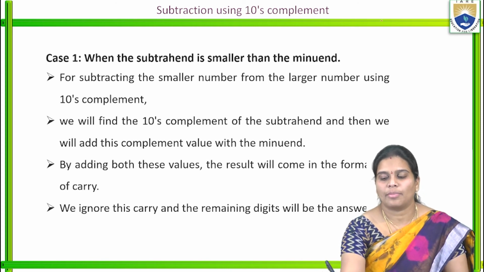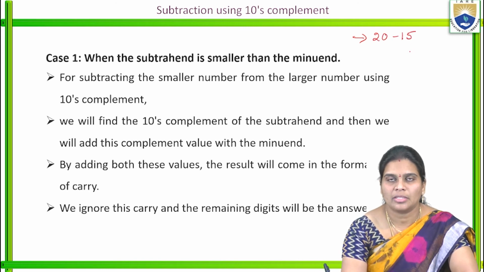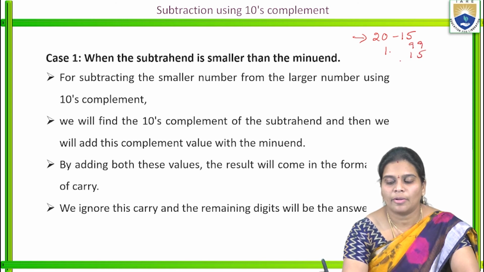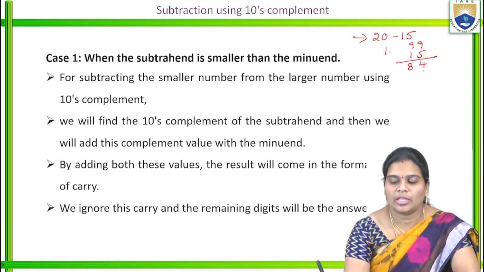In this first example, 20 minus 15. In the first step, apply the 10's complement of this negative value. We want the 10's complement of that one. First apply the 9's complement of that value, so each and every digit is subtracted from 9. 99 minus 15: 9 minus 5 is 4, 9 minus 1 is 8. Now for the 10's complement, in the LSB we add 1, so we get 85.